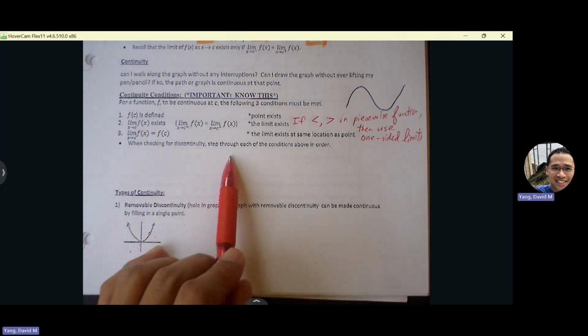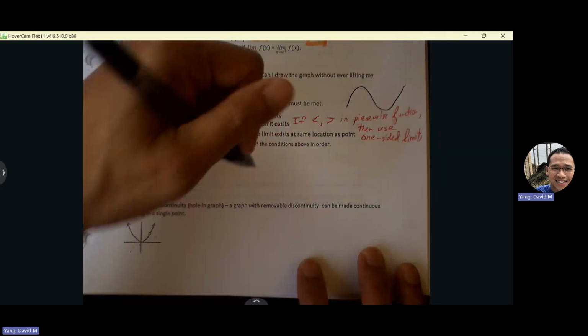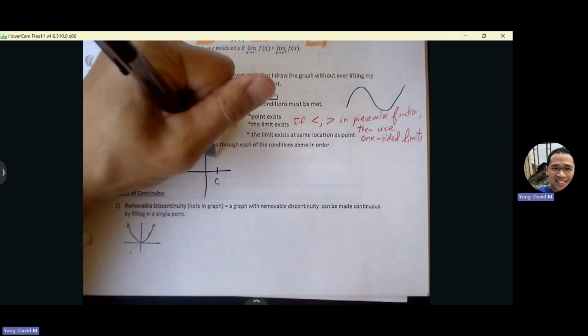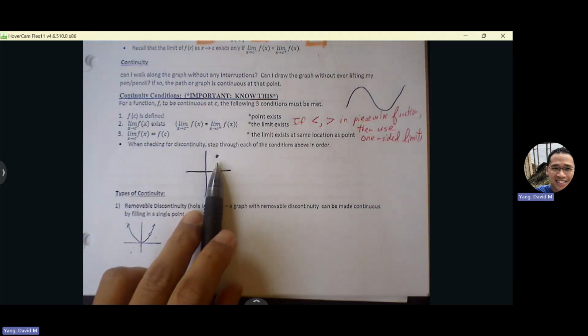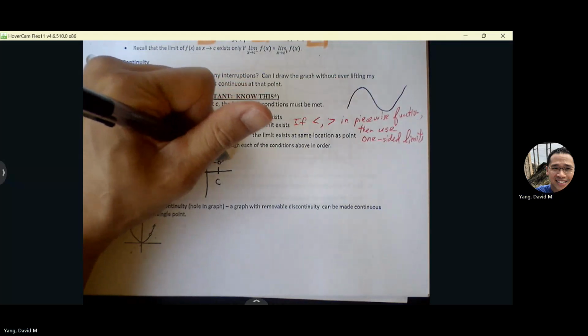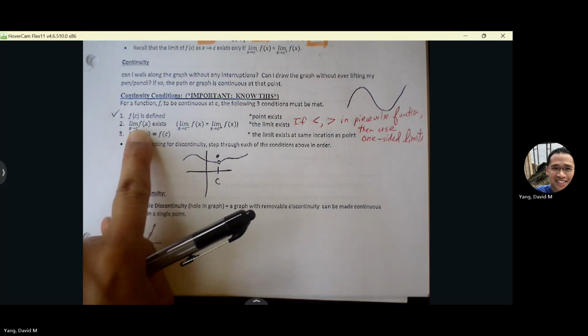So when checking for discontinuity, we want to step through each condition in order. Let me just show you a quick example here. There's a point defined. So let's say this is what the graph looks like. In this case, the point will be defined. It would pass the first condition. Okay, now does the limit exist? So let's say the graph looks like this. Would it pass the second condition?